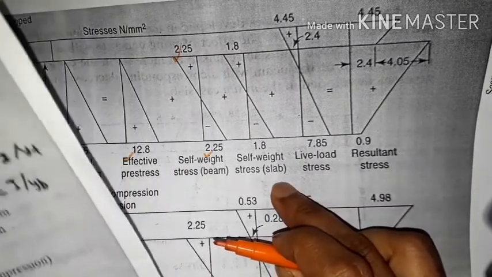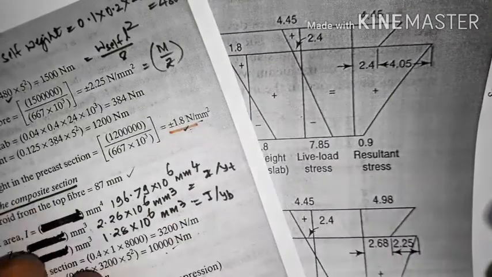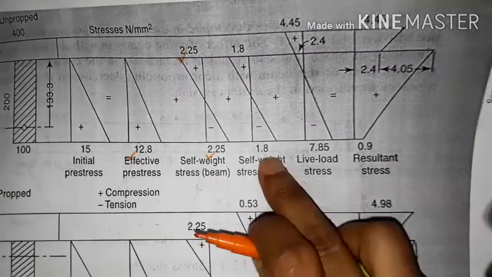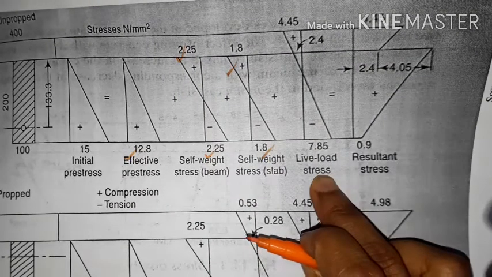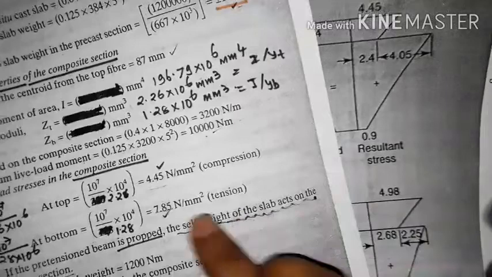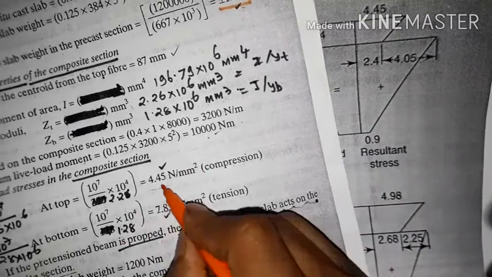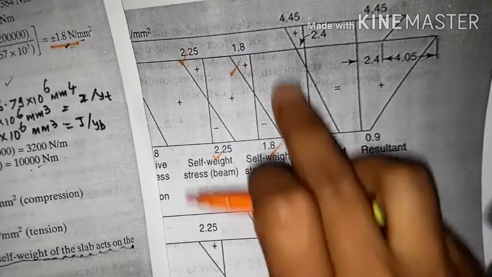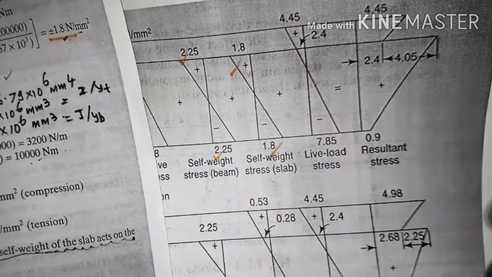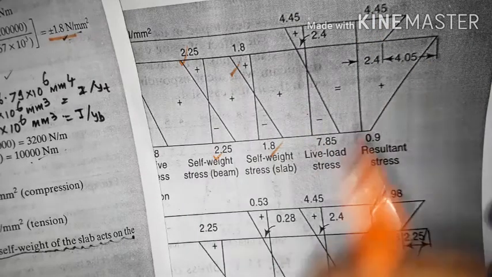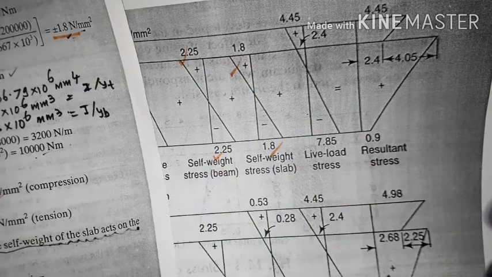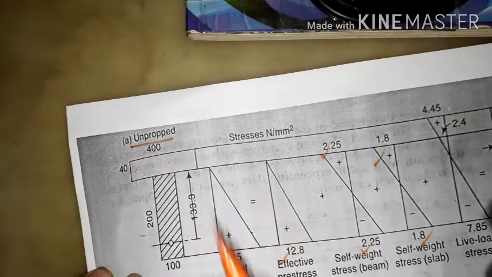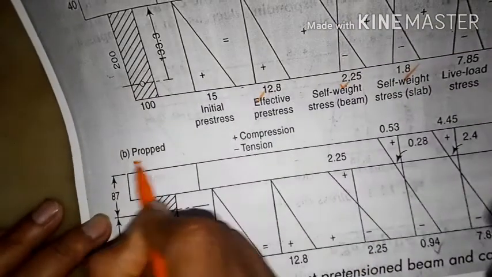Here you can see the stress due to self weight of the precast section, that is 1.8 plus or minus 1.8. Okay. Then for live load, we have calculated separately for the unpropped condition. So you have got 4.5, compression means positive, 7.85, tension means negative. See, tension 7.85, positive 4.45, and this is the resultant pre-stress after adding all plus and minus. Okay. So after that, next is for the propped condition. So this is for unpropped and one more is for propped condition.